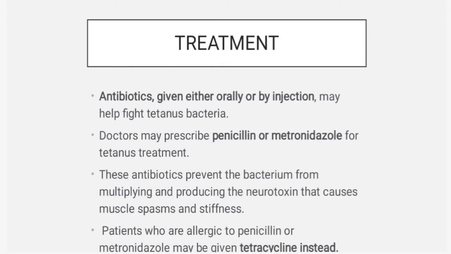So let's see treatment. Antibiotics given either orally or by injection may help to fight tetanus bacteria. Doctors may prescribe penicillin or metronidazole for tetanus treatment. These antibiotics prevent the bacterium from multiplying and producing the neurotoxin that causes muscle spasms and stiffness. Patients who are allergic to antibiotics like penicillin or metronidazole may be given tetracycline instead.